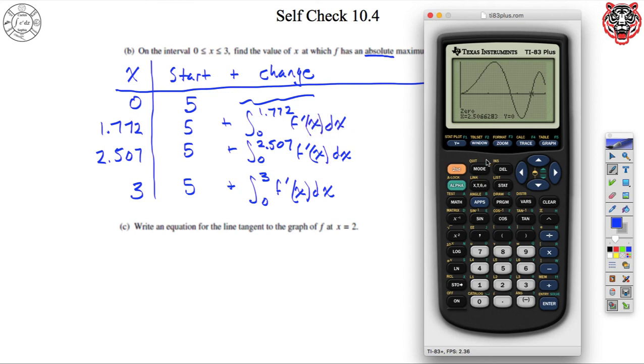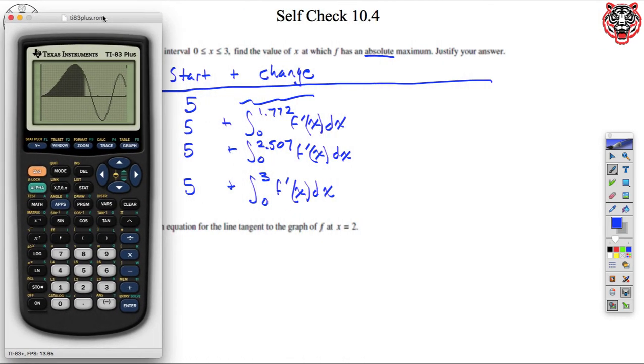So I could find it graphically by doing second trace 7, and then I could go from 0 to 1.772. So that's the way to do it graphically, and then the next 2 calculations I'm going to do without a graph. So graphically it'll say, yep, that's the area, and so we have that number 0.679, so this is going to be equal to 5 plus that, so 5.679.